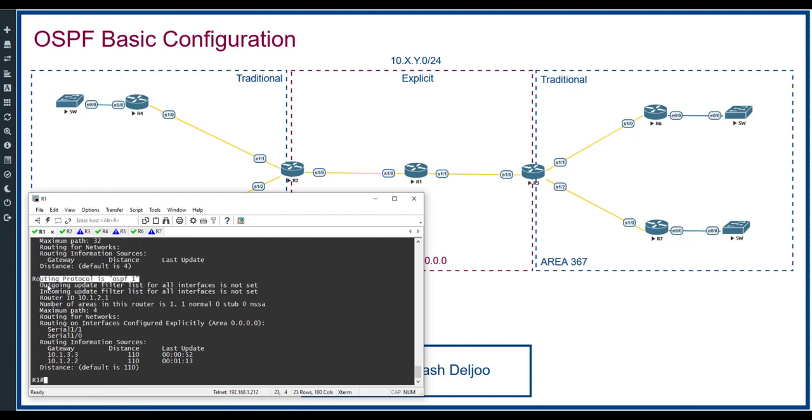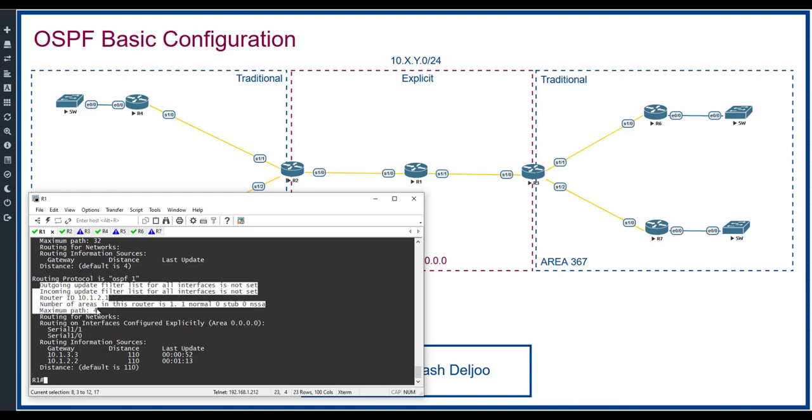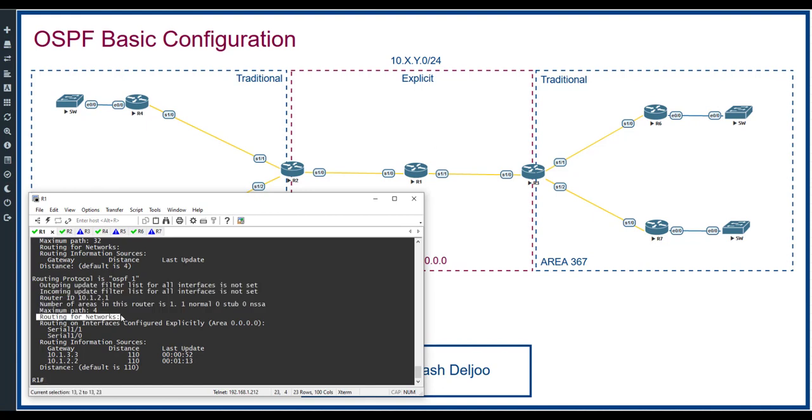After that, about the other lines, I didn't explain them, so I'm not going to talk about them now. But here you can see routing for network. In router 1, we have used the explicit method: routing on interface configured explicitly. When you see the explicitly keyword, it means we have configured the router with the interface-specific command, IP OSPF process ID area ID, and the area is quad 0. We have configured OSPF explicitly on serial 10 and serial 11 of router 1.